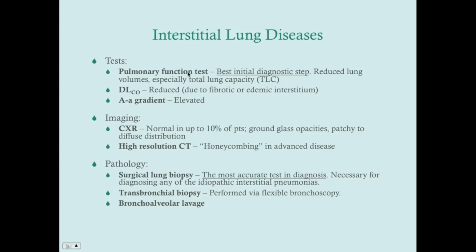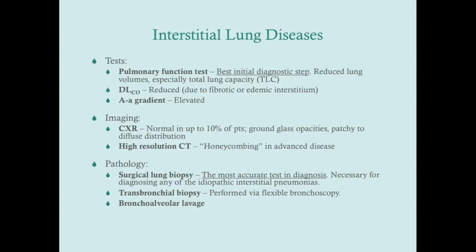The diffusion capacity of carbon monoxide is important. This will always be reduced in any interstitial lung disease. And the nice thing about the DLCO is that it can help you tell whether a restrictive disease is interstitial or due to ARDS, or if it's due to a non-pulmonary cause. Because if it's due to a non-pulmonary cause, then the diffusion across your lung should be normal, because the thing that's causing the restriction is from outside the lungs.